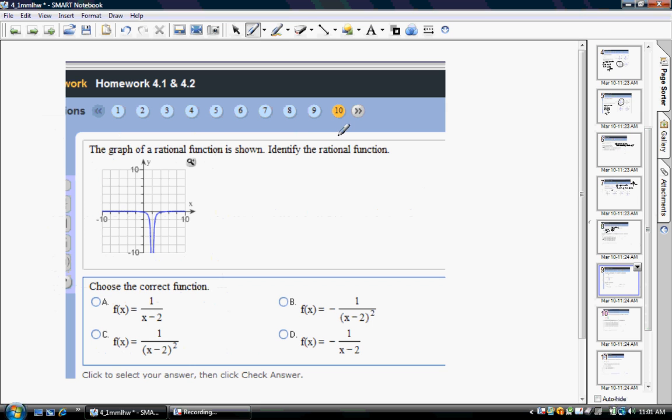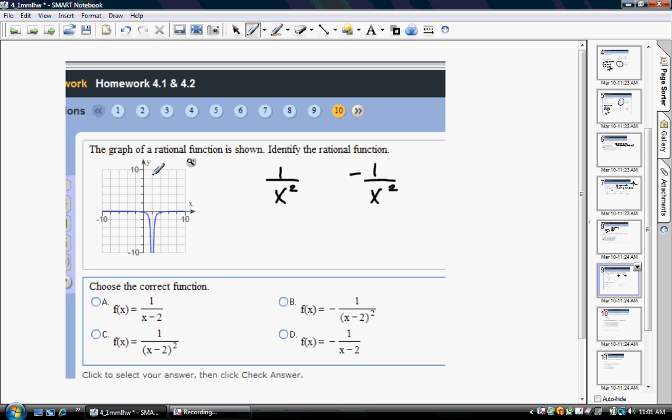The graph of a rational function is shown. This is number 10. Identify the rational function. So, first of all, notice that since it is going in the same direction on each side of the asymptote, it has to be some variation of 1 over x squared. We know it's a reflection, so there's going to be a negative 1 over x squared.